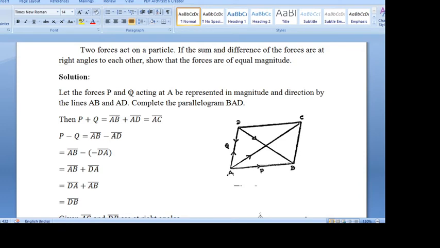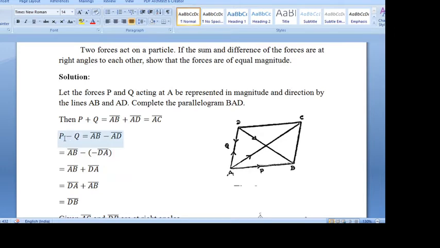Now take these two forces as P and Q. Let the forces P and Q act at a point A, represented in magnitude and direction by the lines AB and AD. Now complete the parallelogram BAD. Then the sum of the two forces, P plus Q, is AB plus AD, which equals the resultant AC.